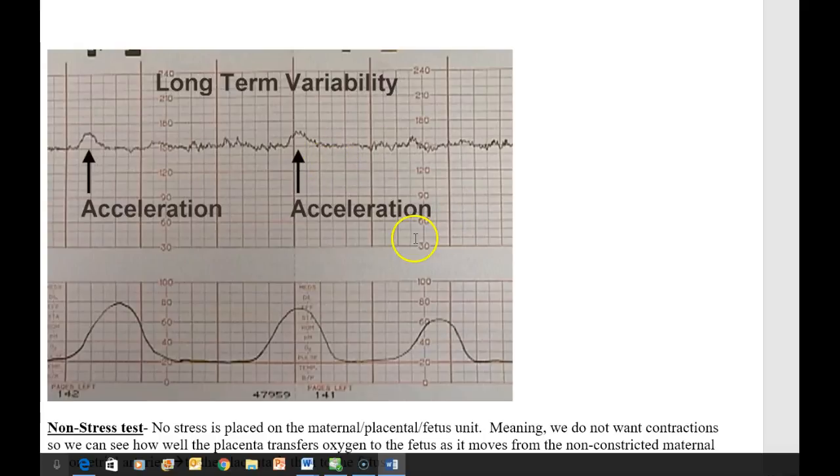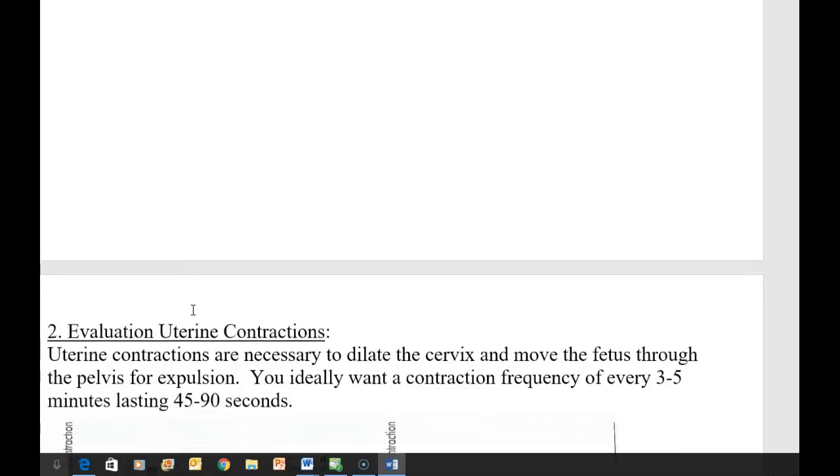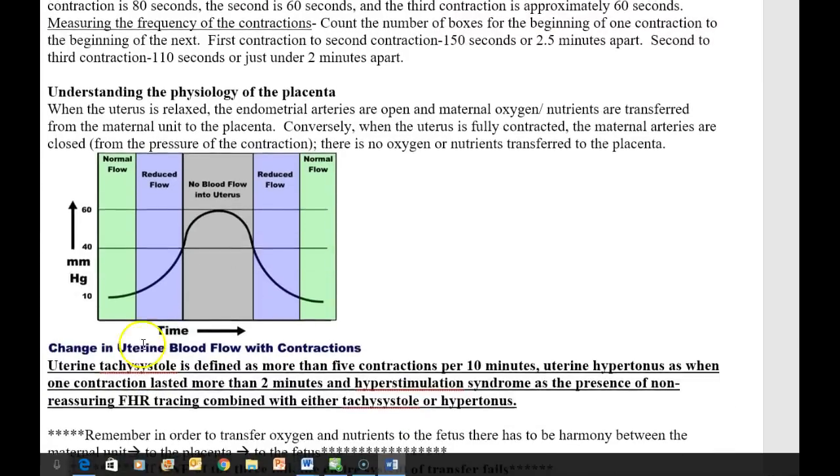So whenever we bring people in, or people are at high risk, people such as diabetics, hypertensives, people with thyroid disease, people who smoke, people who do drugs, any of those things, we do this test on them called a non-stress test. Non-stress meaning no contractions, because obviously when you have a contraction, I'm going to scoot down here, I'm going to show you the anatomy of a contraction.